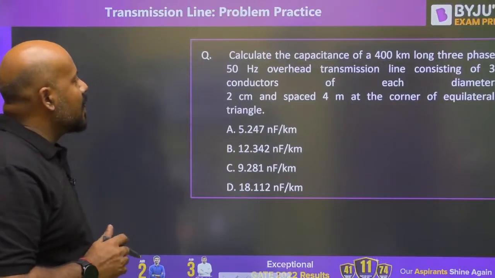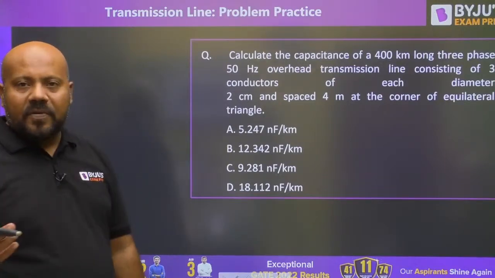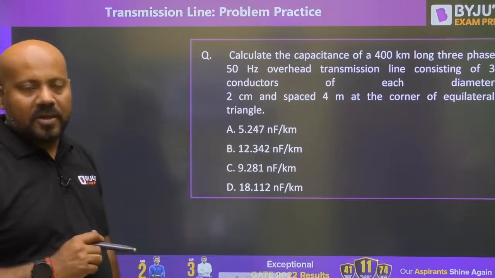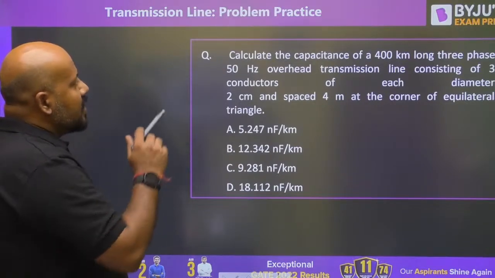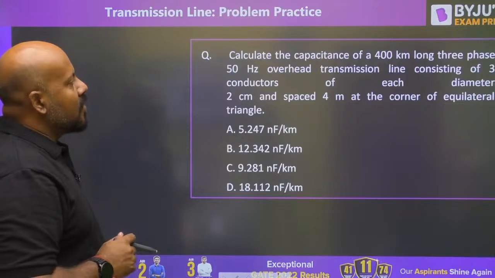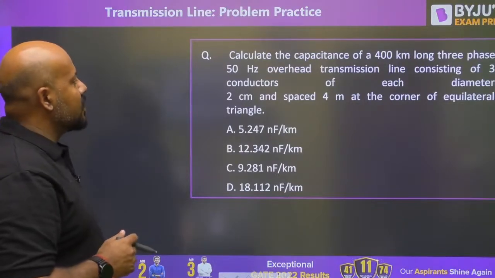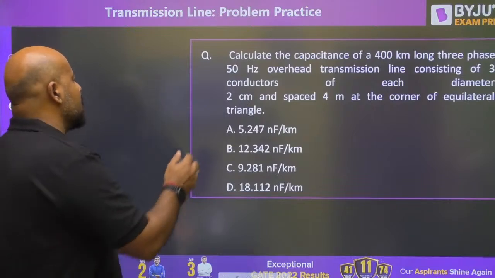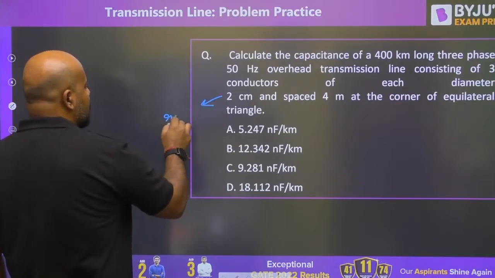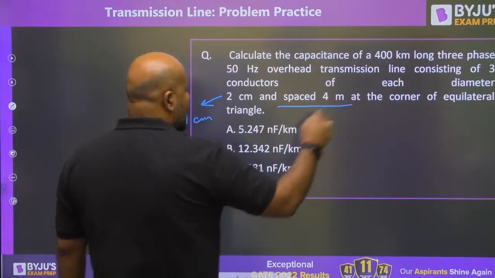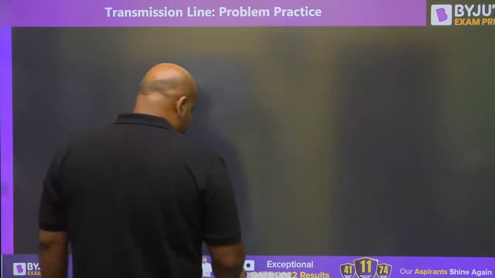See the next question. Again, a different construction, and he is asking the capacitance per phase. Calculate the capacitance of a 400 kilometer long 3-phase 50 Hz overhead transmission line consisting of 3 conductors of each diameter 2 centimeters. So what is the radius? The radius is 1 centimeter. Is spaced 4 meter at the corner of an equilateral triangle.